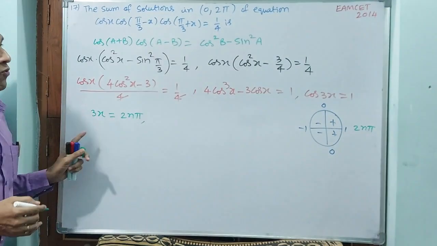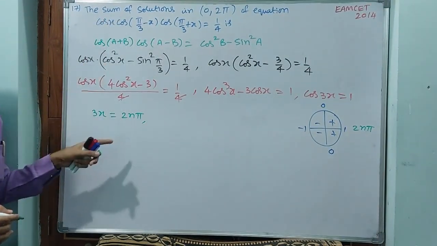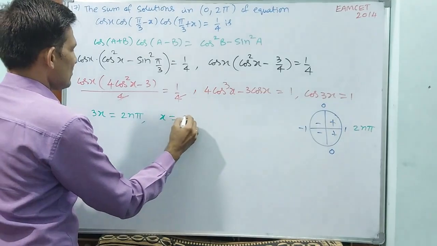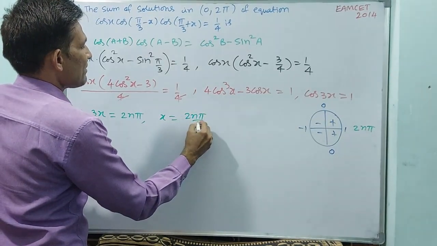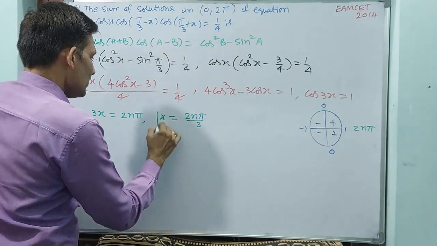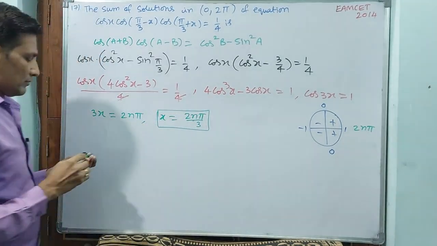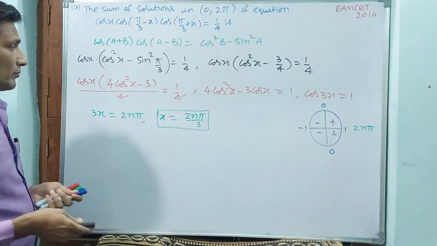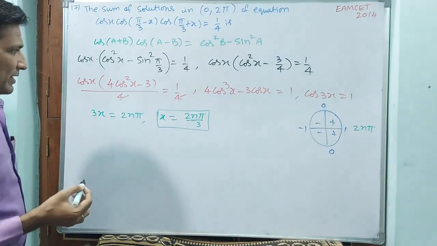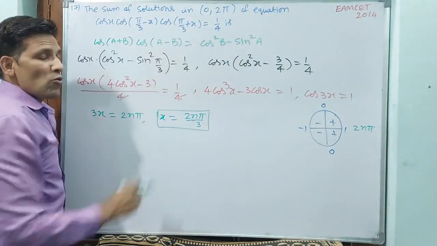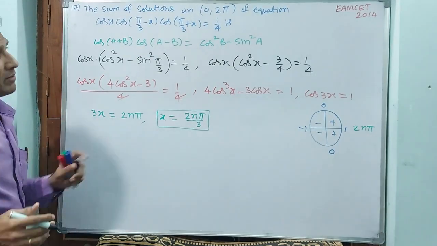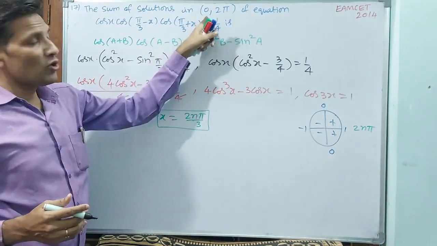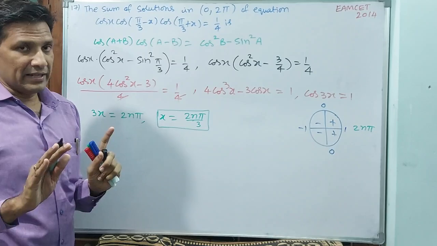Now we require x. Solution means x only. X is equal to 2n pi by 3. You take this like a formula. Now proceed step by step. Why? Because 0 to 2 pi means only within 0 to 2 pi it has to come. See, this is an open interval. 0 you should not take, 2 pi also you should not take. Like that you have to think.